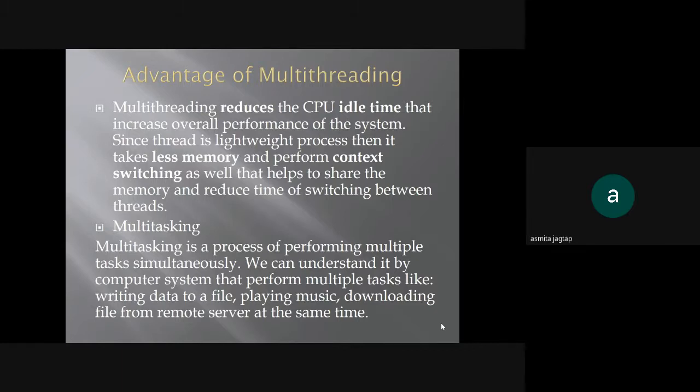Perform context switching as well as help to share the memory and reduce the time of switching between the threads. What happens if one thread is blocked because some resources are not getting to that thread? At that time, the thread will go into sleep. Sleep is one function present in the Thread class. So the thread goes into sleep, and it will give a chance to other threads to execute their process, okay. That is called context switching.